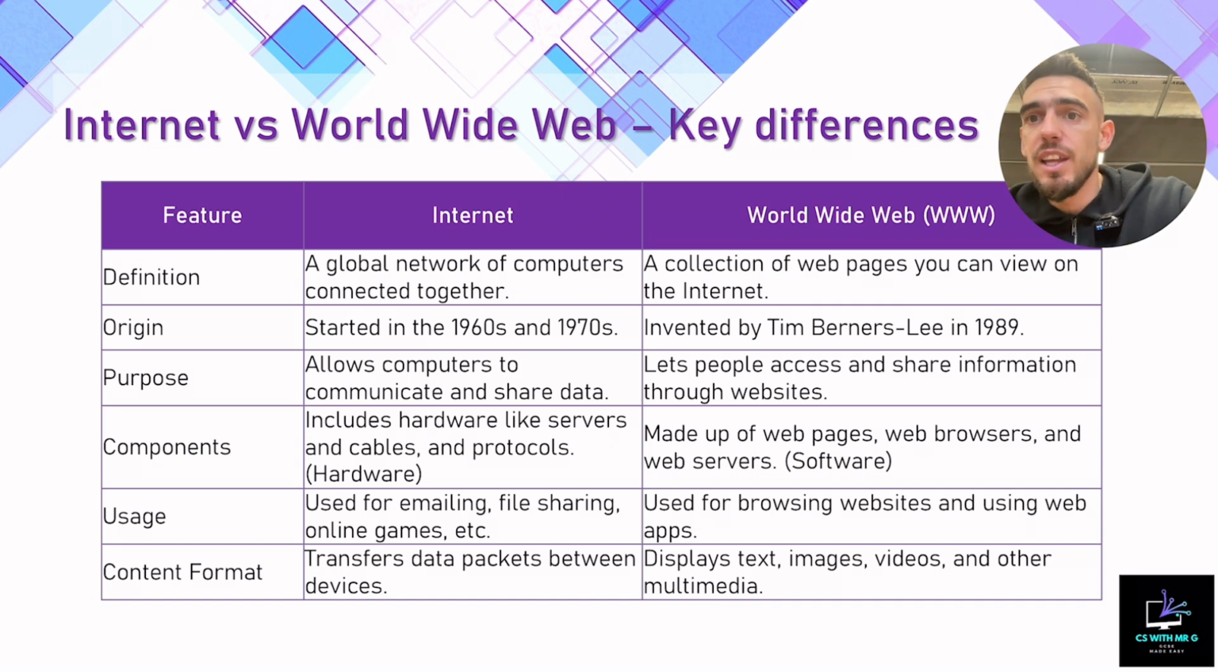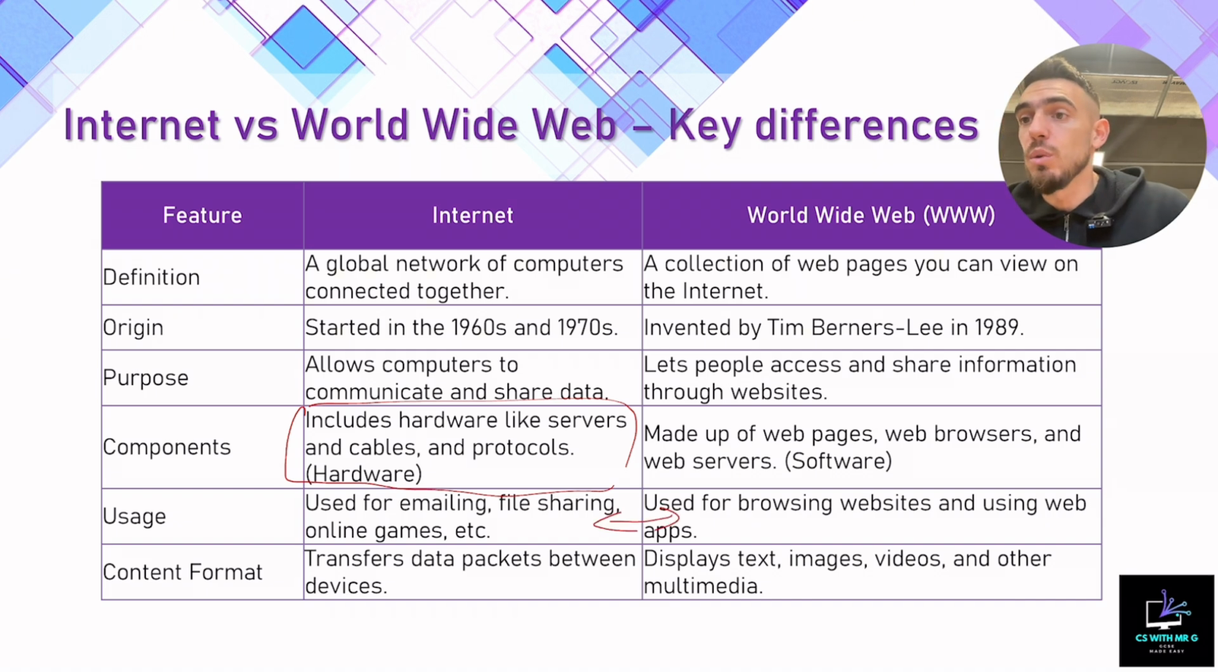Definitions are on the left. Internet, the global network of computers, and then the World Wide Web are the web pages that you can see on the Internet. The Internet's purpose is to allow people to communicate and to share data, and then the World Wide Web allows you to access that information through the use of websites or web servers. The Internet, the hardware, routers, cables, switches, the cables in the streets, the cables under the sea, this is what the Internet is made of. Whereas the World Wide Web is things like web browsers, web servers, web pages, okay, all of the software that we've just mentioned.